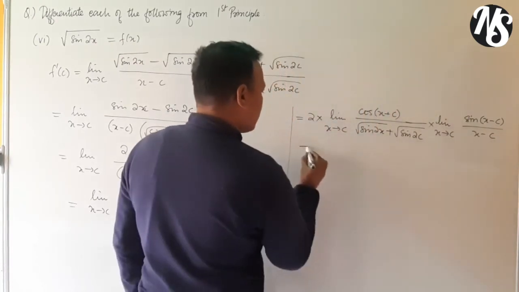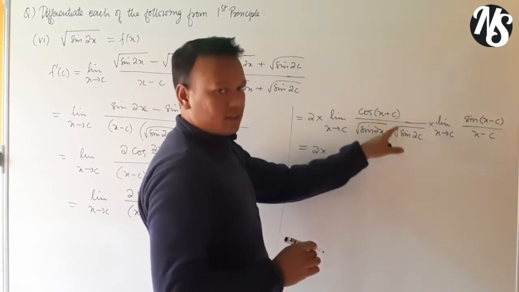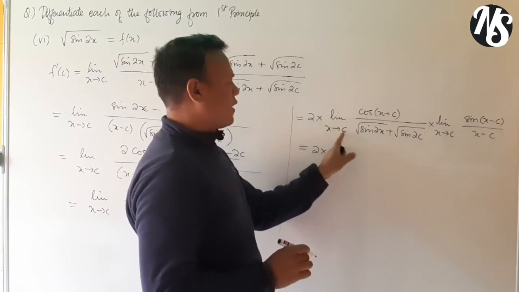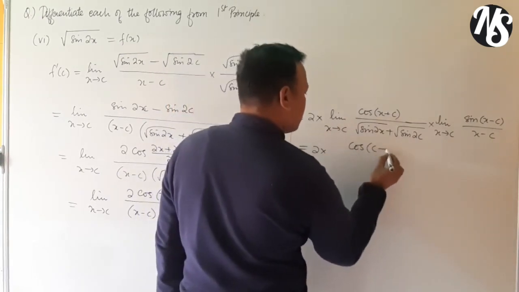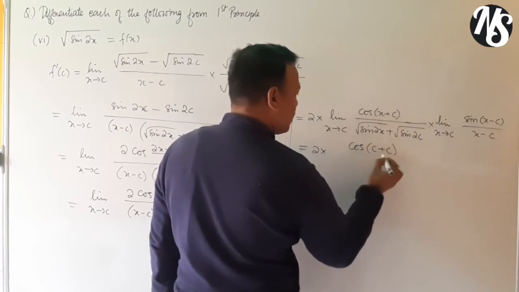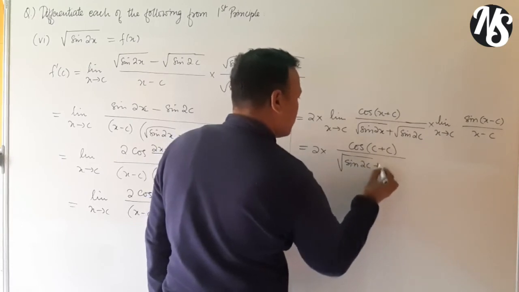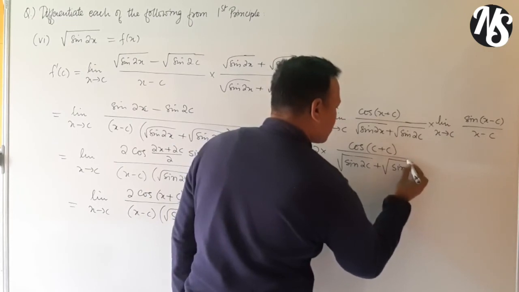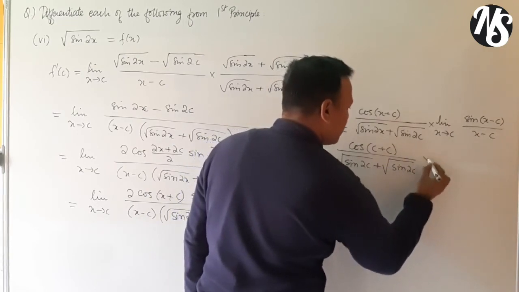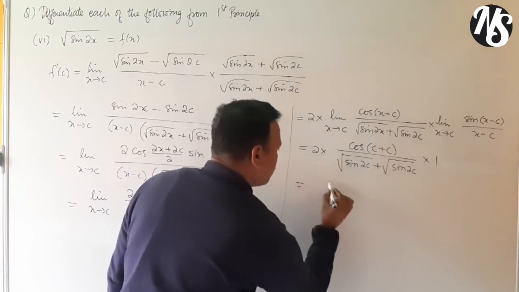So this becomes 2 into. Now we don't have any minus thing out here, so you can directly substitute the value of x to be c. Then we get cos c plus c. Instead of x I have written c. Here also I'll do the same. So this becomes square root of sine 2c, and here also we have got square root of sine 2c. So we have this equal to 1. So 2 into 1 is 2.